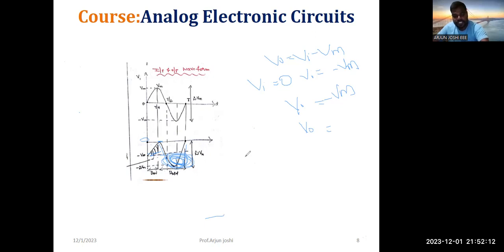Now let's get into this. This is a negative clamper. Negative clamper means it is going to clamp in the negative cycle. This is positive, above 0. This is negative.